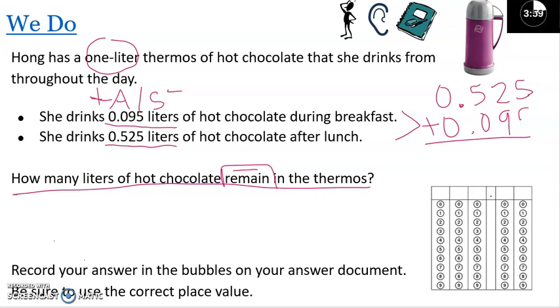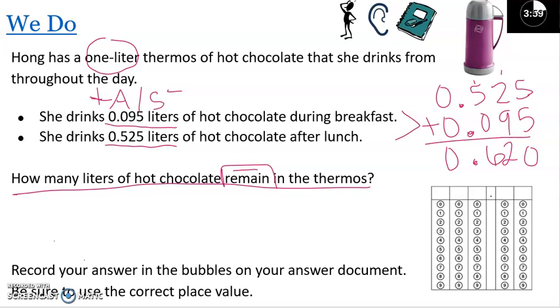Now when you're adding decimals, remember to line up your decimals. So I start in my thousands place. I have 5 plus 5, that's 10, carry my 1. 9 plus 2 plus 1 is 12, carry my 1. And in my tens place, I have 6. And then my ones is just 0. So she drank a total of 620,000 liters, but the question is how much remained.